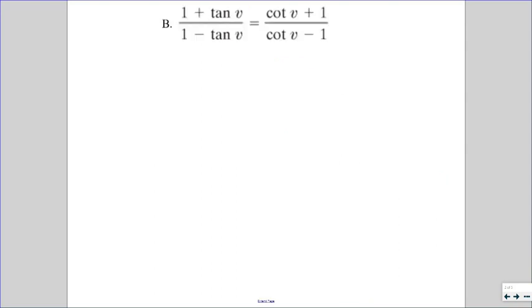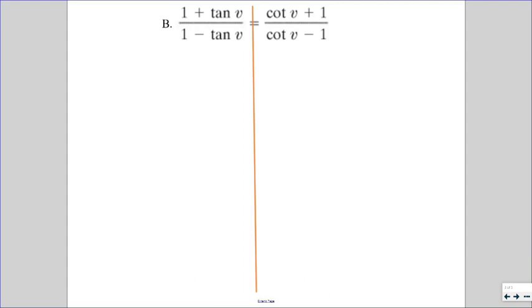All right, so with example B, I'm going to start by dividing this into two sides, left and right, and then we're going to pick one to work with. Now, looking at the left and the right-hand side, I don't think any one is more complicated or less complicated than the other. I'll just work with the right-hand side here because that's just what I'm going to choose. So we have the cotangent of v plus 1 over the cotangent of v minus 1, and we want to prove that it's equal to 1 plus the tangent of v over 1 minus the tangent of v.